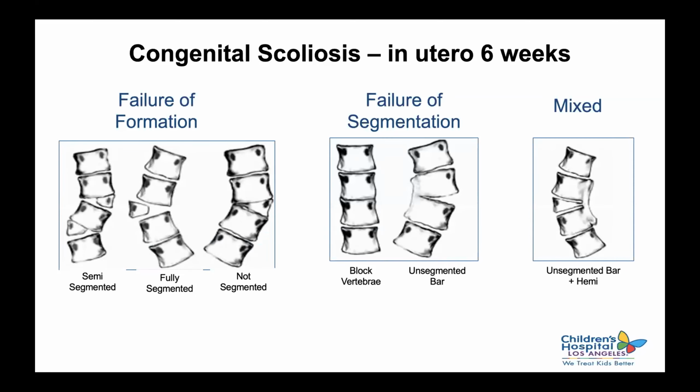There's 3 main types. One is a failure of formation, which is a hemivertebrae. The hemivertebrae could be fully segmented with 2 discs in between, not segmented at all, or semi-segmented. The next general classification is a failure of segmentation. There could be a unilateral bar, or if it's a bilateral bar, it's called a block vertebrae. And most are mixed. There seems to be a combination of some hemivertebrae, could be multiple, and some of the vertebrae could have bars.